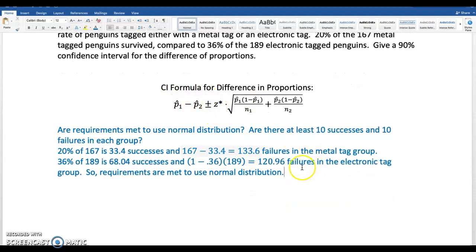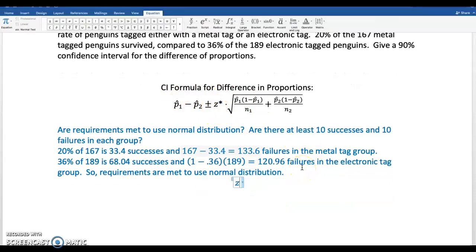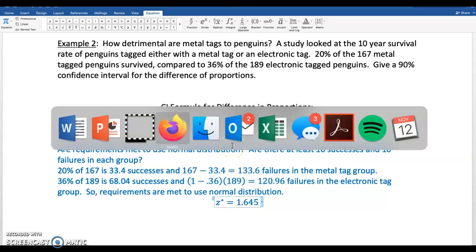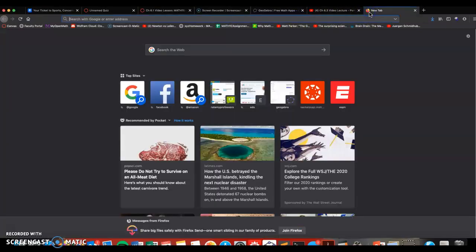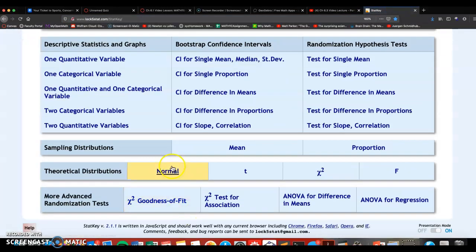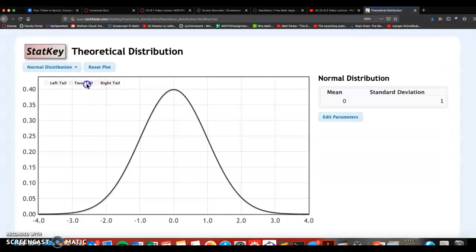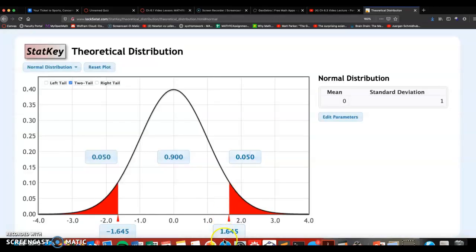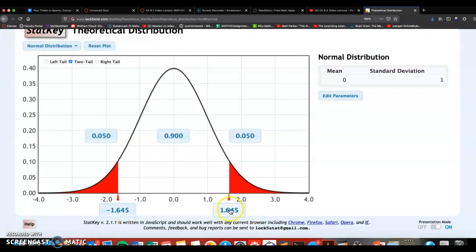All right, in this formula, let's first get z star. We're dealing with a 90% confidence interval. That's 1.645. And don't forget, you could always get that if you go to StatKey, click on the normal distribution, click on Detail, and then make sure you get 90 in the middle. And here's your z star, 1.645.